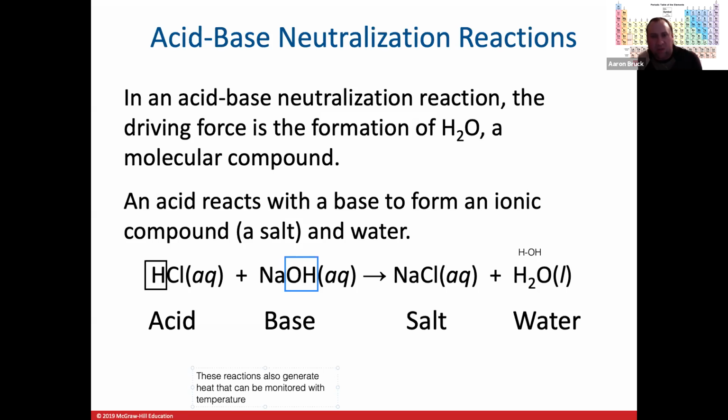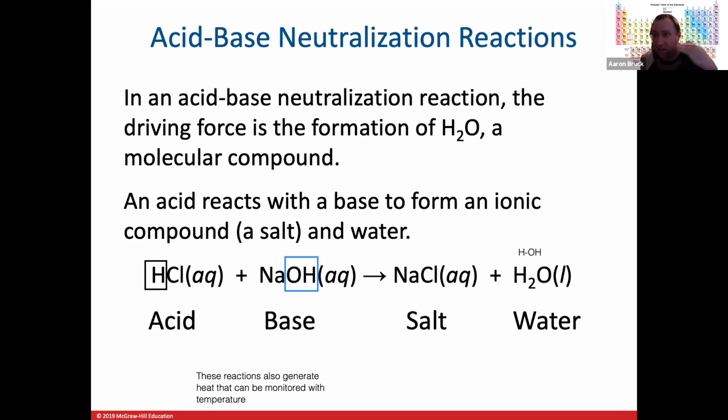So the real key with these ones in particular is that these can be monitored with temperature, because these ones also generate heat. So if I do an acid-base reaction in a vessel and I put a thermometer in it, what I'll notice is that the reaction will cause the temperature inside of the vessel to rise. And that is an indicator that a reaction is actually occurring, because otherwise it's really difficult to see.